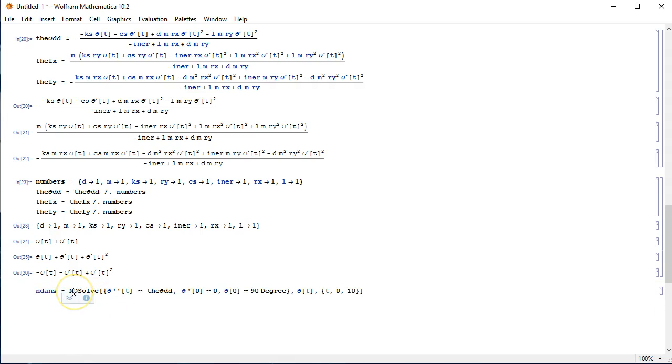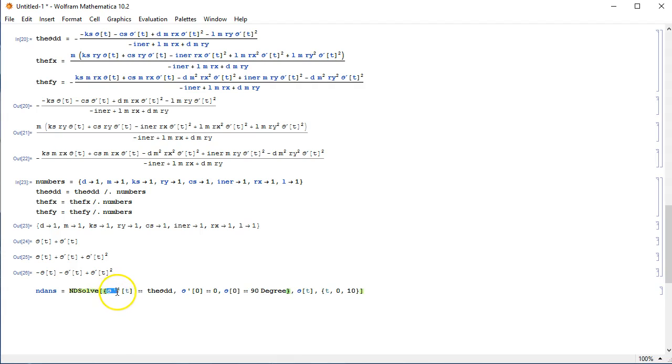In this case, if you do a DSolve, you're going to do a differential equations solution. If you put an N in front of it, you're doing a differential equation solution numerically. And here's how you do it. You have a set of equations, so you have a curly brace. You put the equation in here.